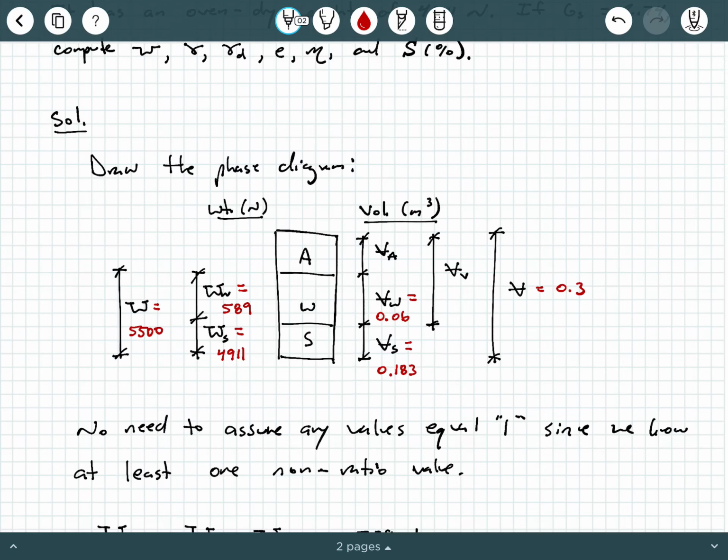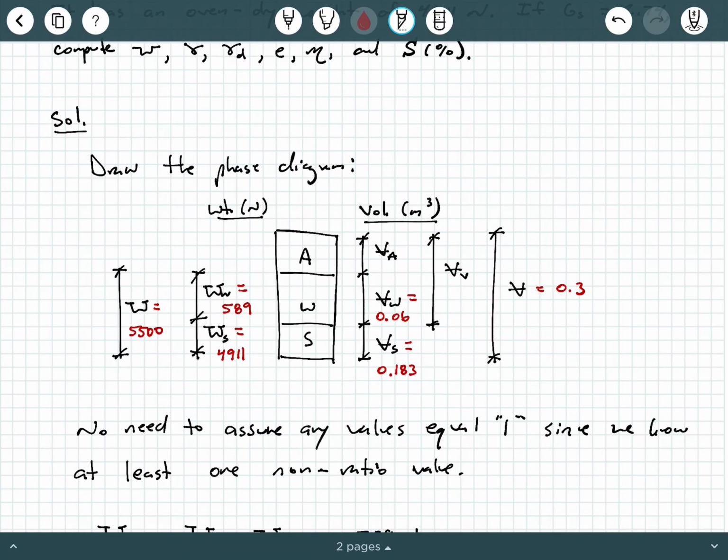0.183. Now, I think I mentioned this in class. When you're populating these values, you need to take these values to 3 or 4 sig figs. If you round them off to 1 or 2 sig figs, then you're going to introduce some error in there. So I would take all these values to 3 or 4 sig figs as you're doing these calcs, okay?